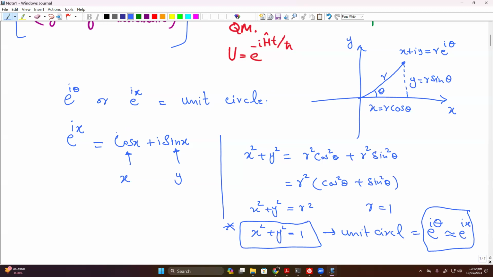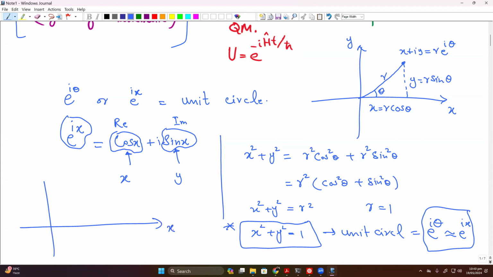Now, if I further digest this Euler equation, this is the real part, and this is the imaginary part of this whole complex number. So if I plot the real part as a function of x, suppose this is x and this is the real part of e to the ix, which is equal to cos x. Its plot will look something like this, the graph of a cosine function. Sorry for my bad drawing, but this is cos x.